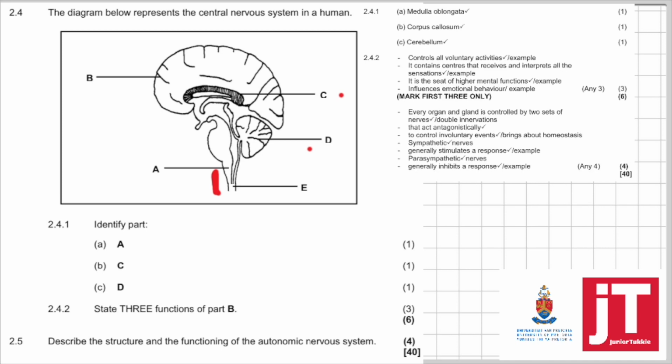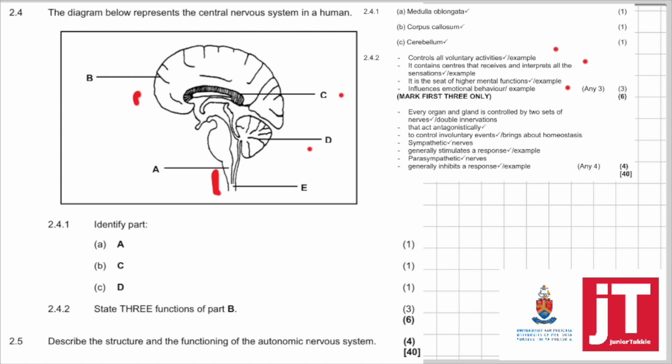2.4.2. State three functions of part B. Part B is the cerebrum, so we know it controls all voluntary actions. Contains centers that receive and interpret all sensation. You can give an example. Is the seat of higher mental functions. You can give an example, such as reasoning, emotional behavior, memory, judgment.